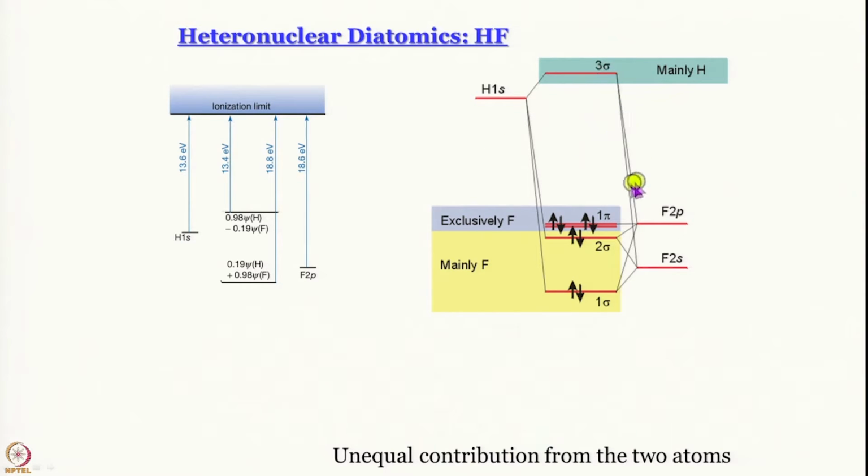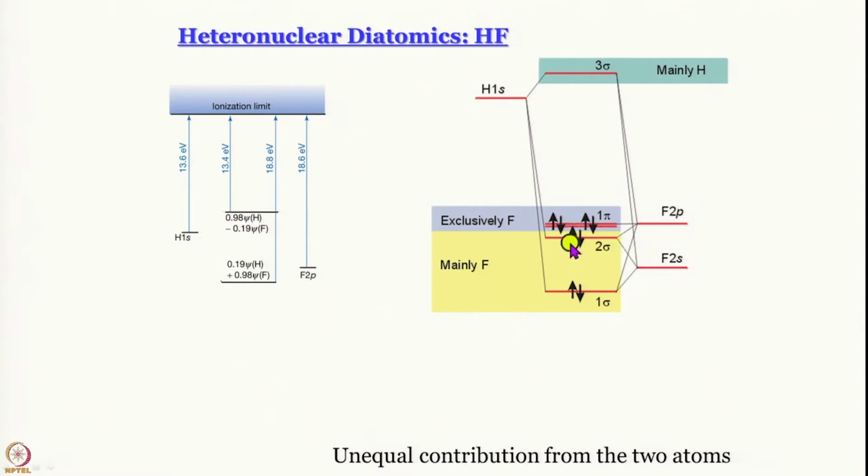Then you have the 2px and 2py orbitals of fluorine, which do not have the right symmetry for sigma bonding. So, they are non-bonding orbitals on fluorine. We call them exclusively fluorine orbitals. And then how many electrons are there? We have 4 pairs, we fill them in. So, we see that the 2 sigma electrons are mainly on fluorine, they are on hydrogen also, but mainly they behave like the fluorine atom. They are distributed in the 2s and 2p orbitals of fluorine, and to a small extent in the 1s orbital of hydrogen. And what about these 2 pairs? These are the lone pairs on fluorine. Remember, if you just draw the Lewis dot structure, you will see that you get 2 lone pairs on fluorine 2p. That is what we get in molecular orbital theory as well.